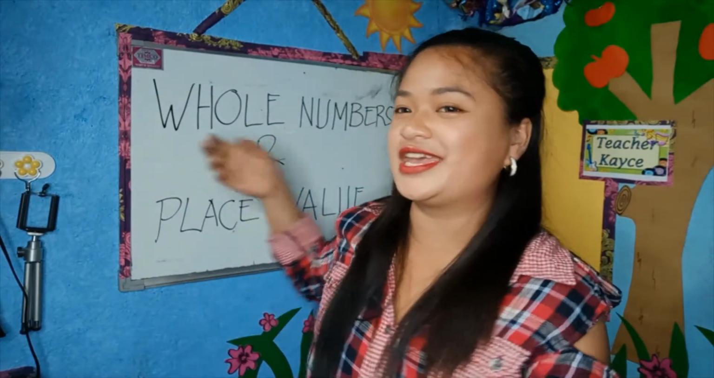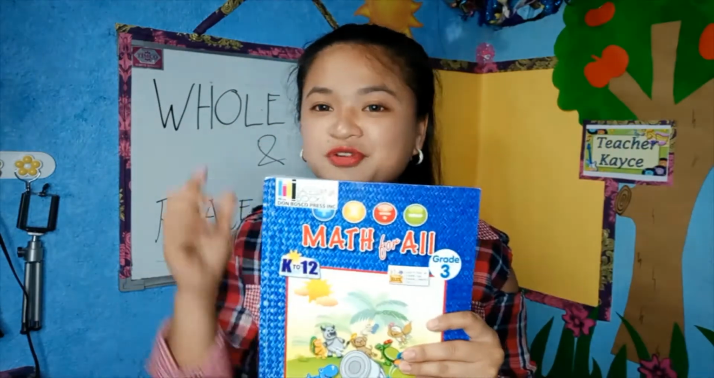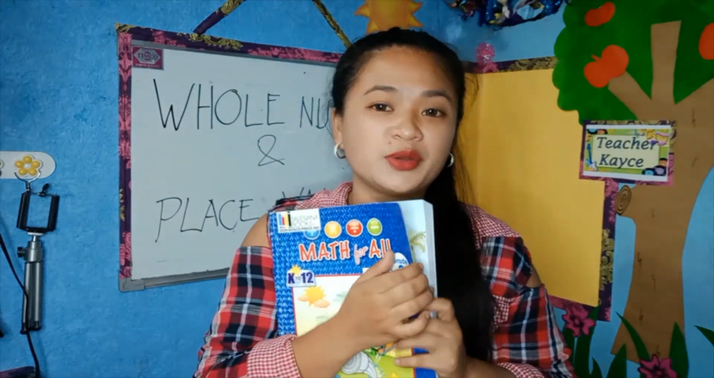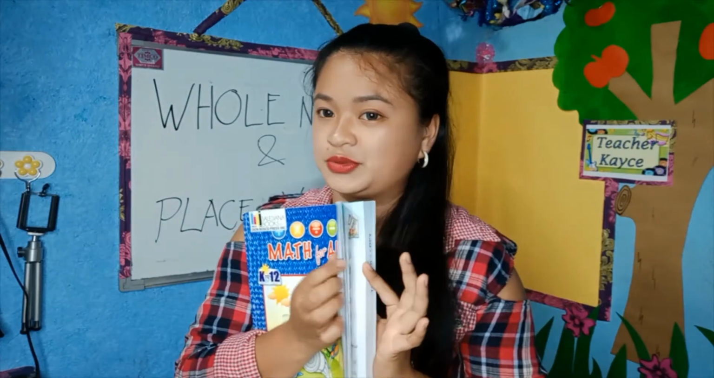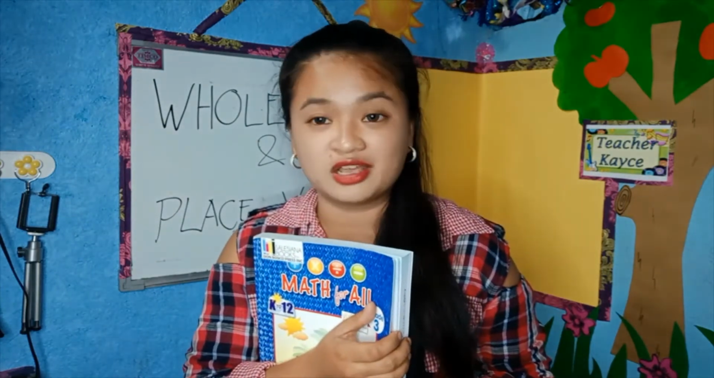My name is Teacher Casey, and for today's activity, we are going to learn about whole numbers and its place values. Before we start, if you are enrolled in our school, Pines Montessori School, for math subject grade 3, we are going to use Math for All. If you are enrolled, you will have this kind of book. We are going to follow the book, and you can turn your book to page 2 until page 11.